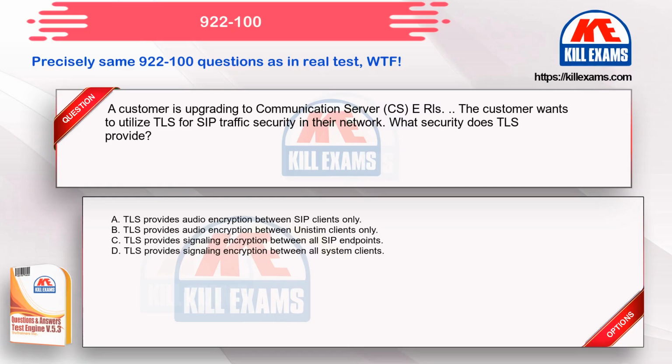A customer is upgrading to Communication Server, CS, ERLS. The customer wants to utilize TLS for SIP traffic security in their network. What security does TLS provide?